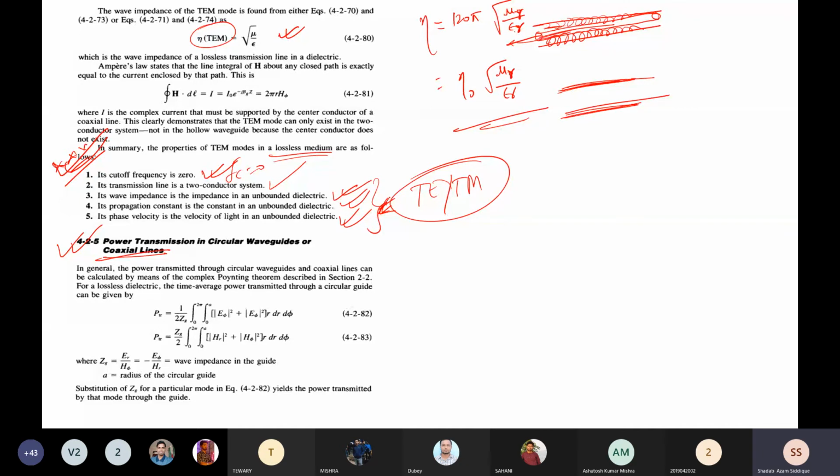Now, if you talk about power transmission in a circular waveguide, the transmitted power which we have studied in the rectangular waveguide was 1 by 2 Zc, integrated from x equal to 0 to a and y equal to 0 to b, of |Ex| square plus |Ey| square dx dy, or you can take a surface integral of this as ds. Similarly, the power transmission is written as 1 by 2 Zc; this equation is for the transverse electric mode, and this one is for the transverse magnetic mode.